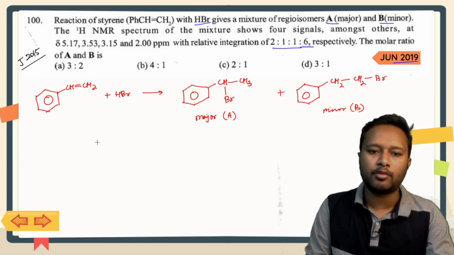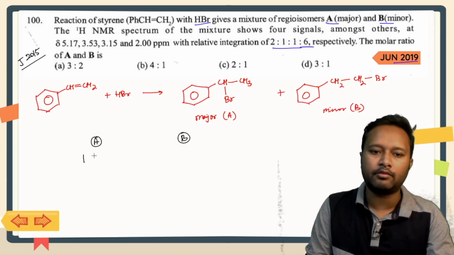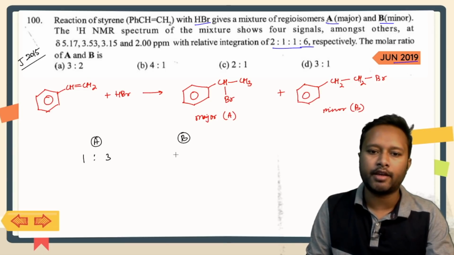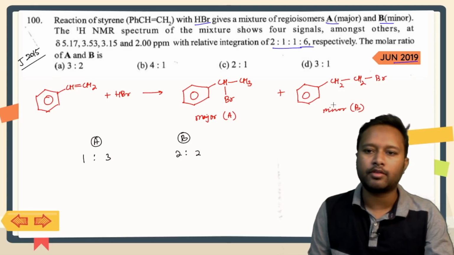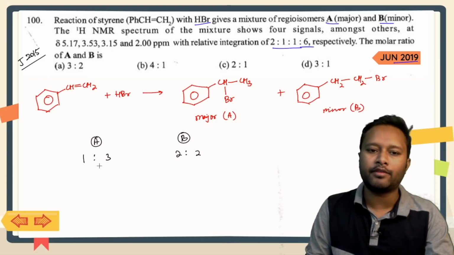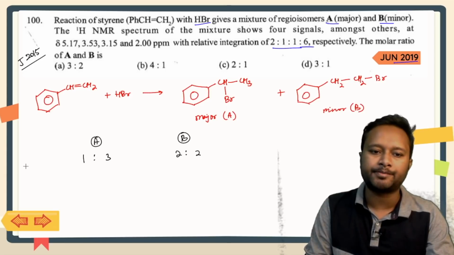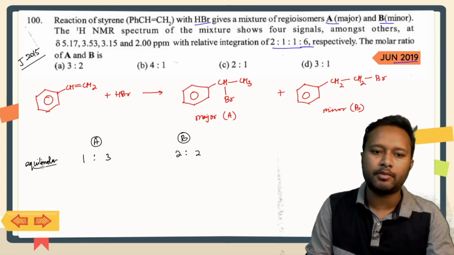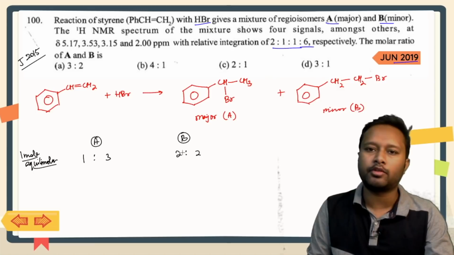So if I just talk about the protons of A and B, the protons of A are like, I have 1 and 3 protons, and for the second I have 2 and 2 protons. So I have 2 protons and 2 protons like this. So the intensity ratio, if the solution is equimolar, that means I am just taking 1 mole of both of them, in that case I will be having both of them like this.